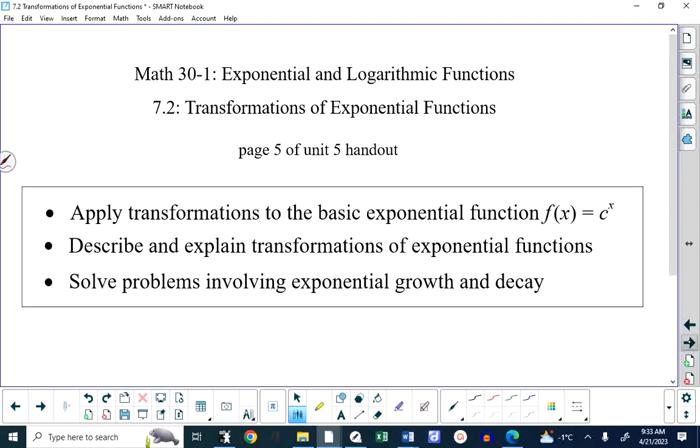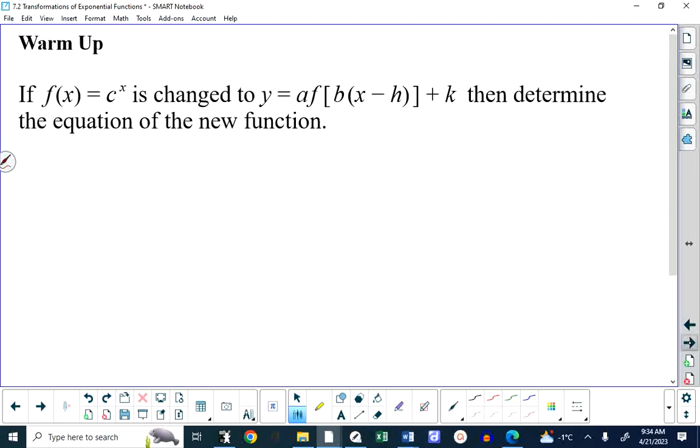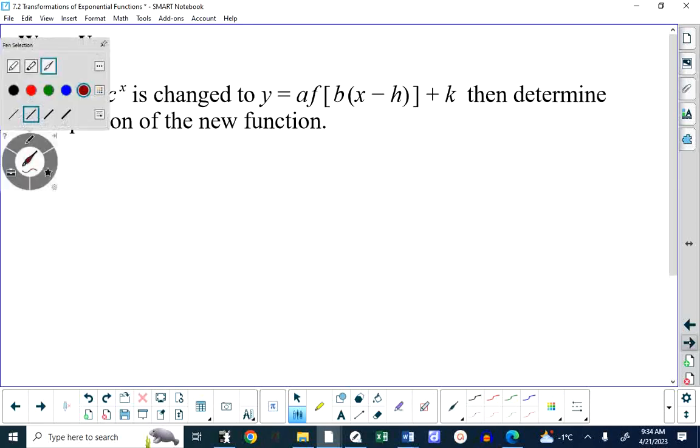If we use b for the base and b for a horizontal stretch or reflection, we've got a bit of a conflict. That being said, we are going to be using b when it comes to the third goal, solving problems involving exponential growth and decay. First example, or the warm-up rather, it says if f of x equals c to the x is changed to a f of b bracket x minus h close bracket plus k, what's the equation of the new function? We've done this so many times, but I don't want to minimize the importance of it.